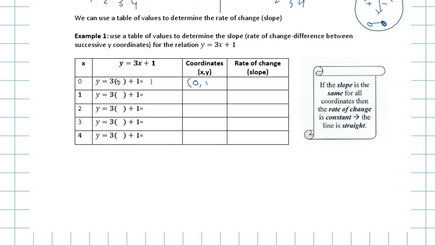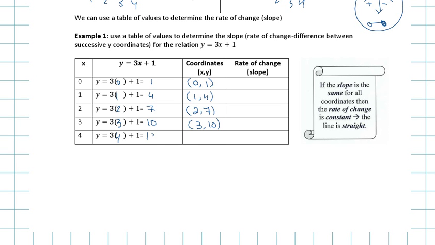Now, plug in 1. 3 times 1 is 3, plus 1 is 4. 3 times 2 is 6, plus 1 is 7. 3 times 3 is 9, plus 1 is 10. 3 times 4 is 12, and plus 1 is 13.